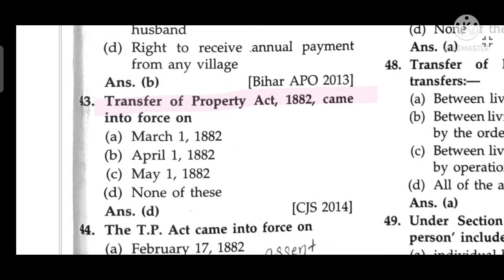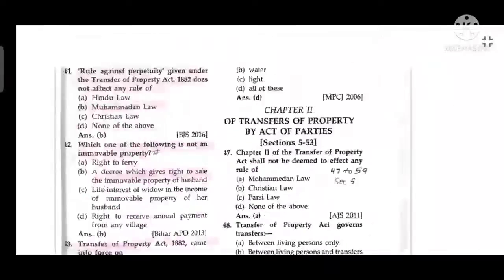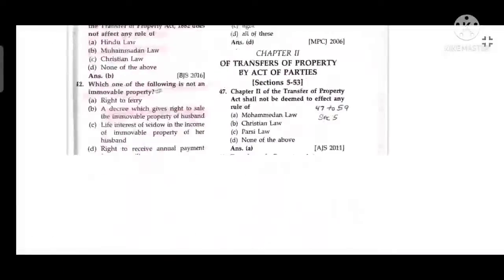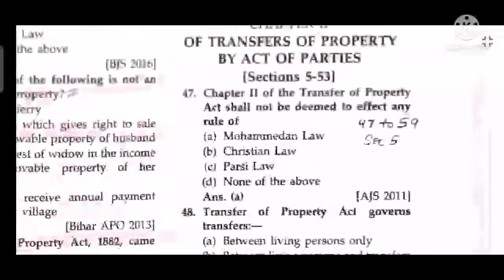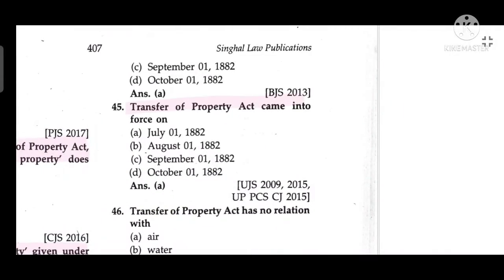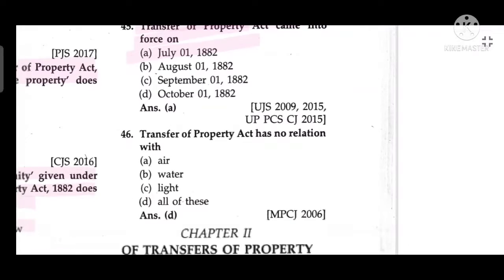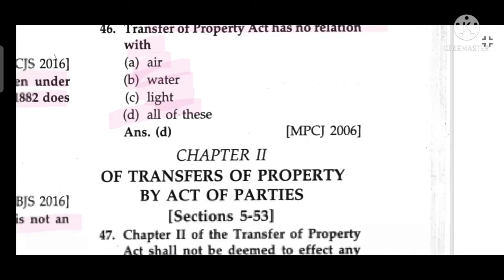The Transfer of Property Act 1882 came into force on none of these. The TP Act came into force on 1 July 1882. The Transfer of Property Act has no relation with air, water, light, all of this.